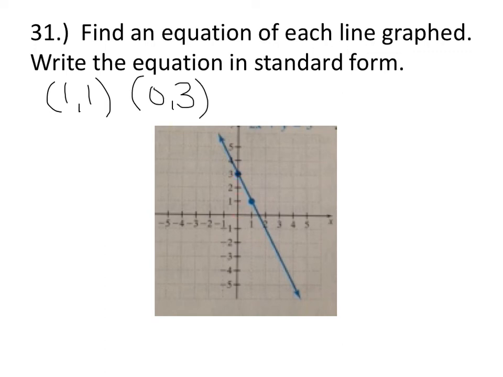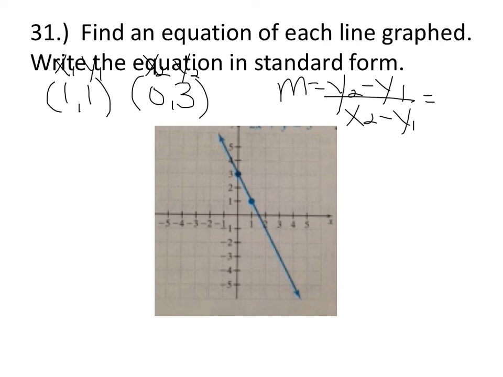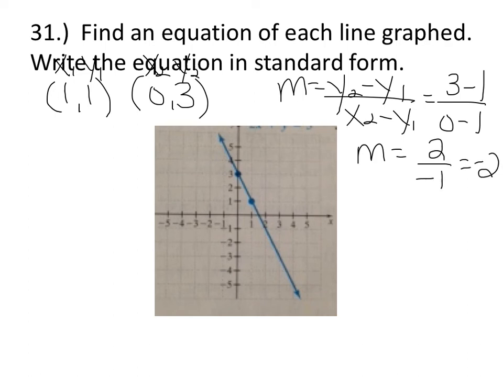And then just treat it like any other problem. So label it x1, y1, x2, y2. So we're going to say m is equal to y2 minus y1 over x2 minus x1. So that's going to give me 3 minus 1 over 0 minus 1. So m is equal to 2 over negative 1, which is negative 2. So I'm going to use the point 0, 3, and my slope is negative 2.